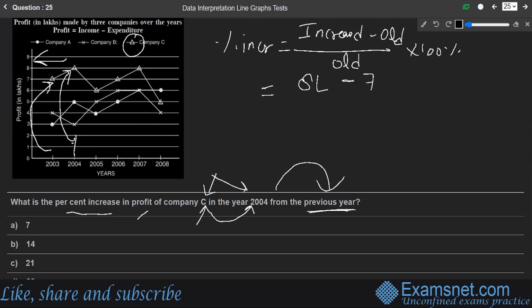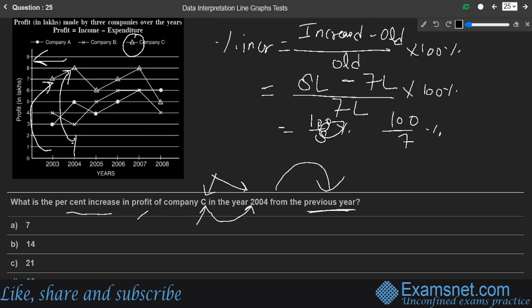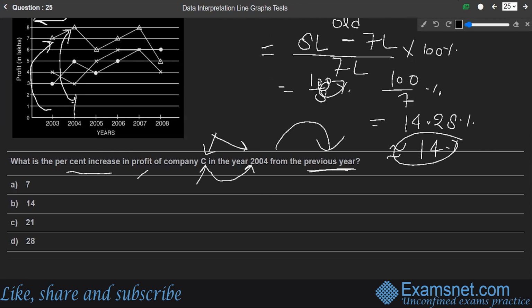Older value is 7 lakh, divided by the older value again, that is 7 lakh into 100%. This is how we are supposed to solve this. If we solve this further, 8 lakh minus 7 lakh is 1 by 7, not 100 by 8, it has to be 100 by 7%. 100 by 7% is exactly 14.28%. That can be approximated to match the option as 14%. So the right answer becomes 14%, which is available in option number B.